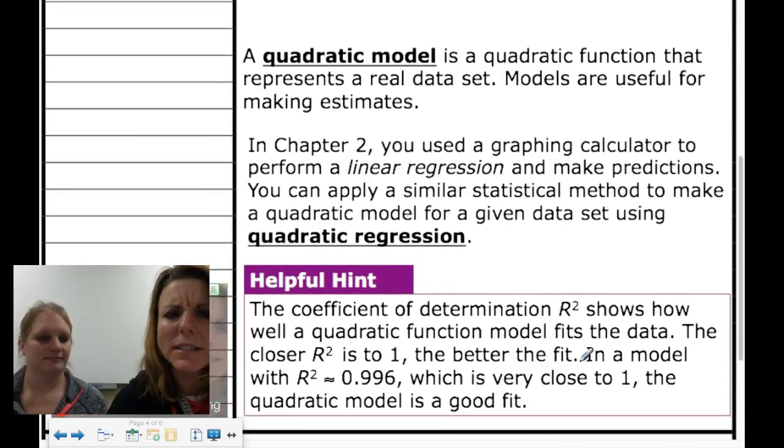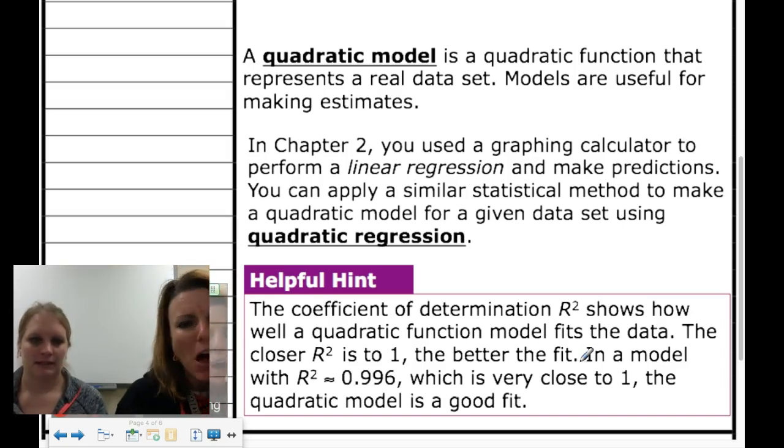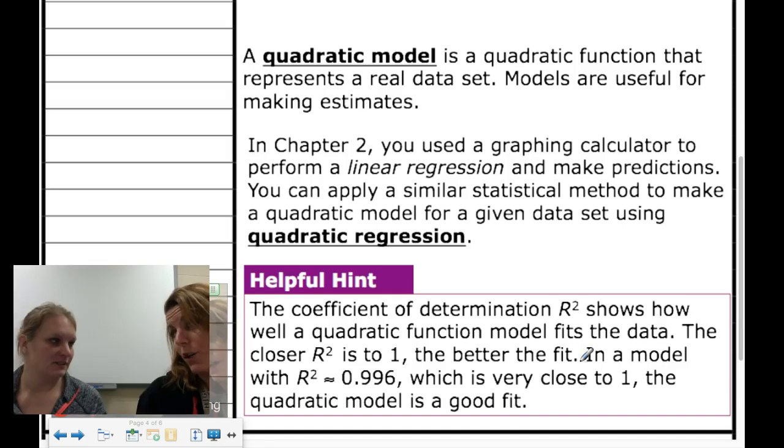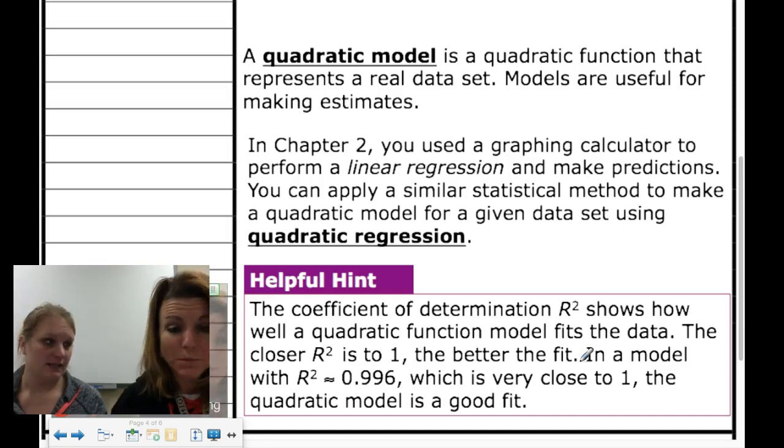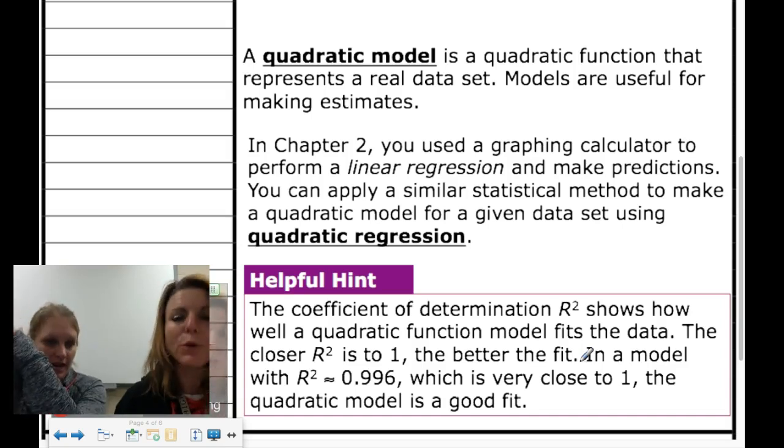Let's see what this is. A quadratic model is a quadratic function that represents a real data set. Models are useful for making estimates. Now, if you recall chapter 2, we used our graphing calculators and we found our R value, which was our correlation coefficient. So that showed how closely related the dots were, together or apart.